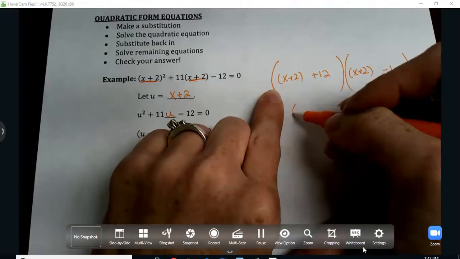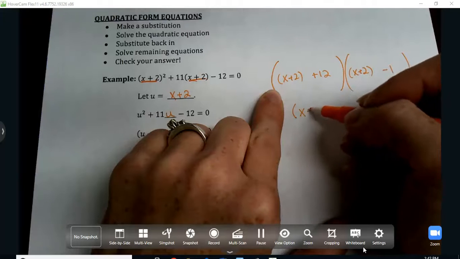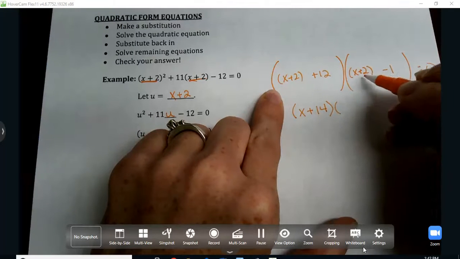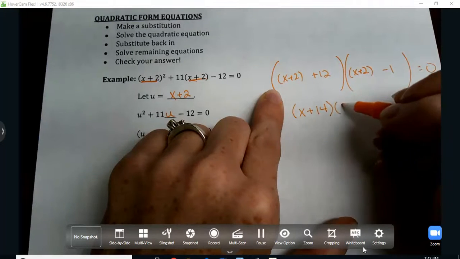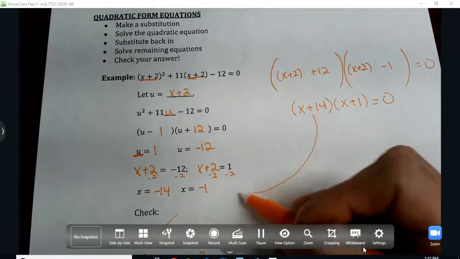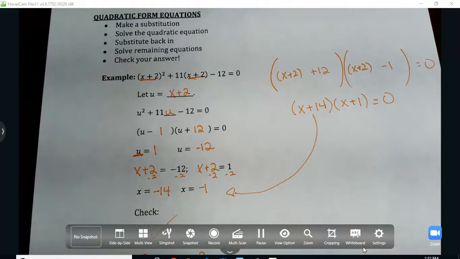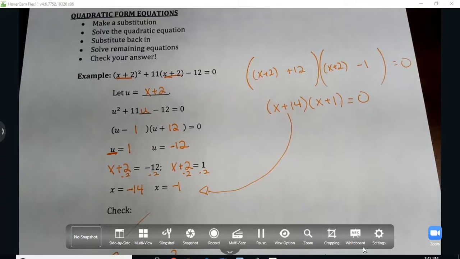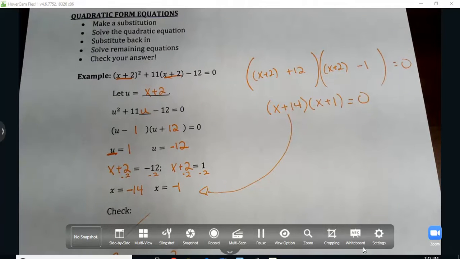What's x plus 2 plus 12? That's our x plus 14. X plus 2 minus 1. So 2 minus 1 is 1. And you get the exact same answers. So there's at least 3 different methods for solving this one problem. I'm not going to tell you how you have to do it. I'm just going to say solve it. So whatever makes sense to you, use that method. Okay? What questions do you guys have for me?